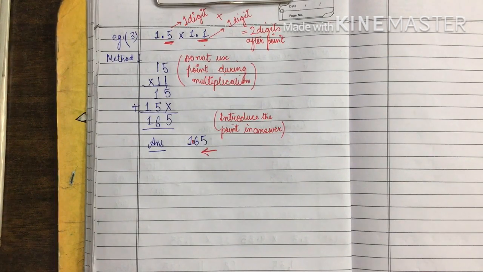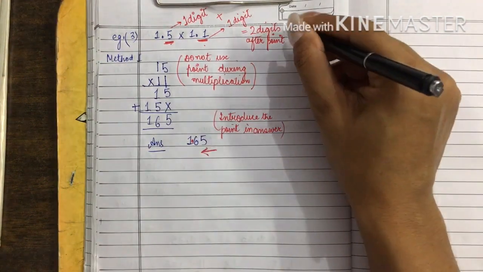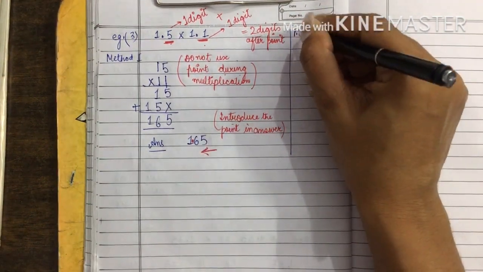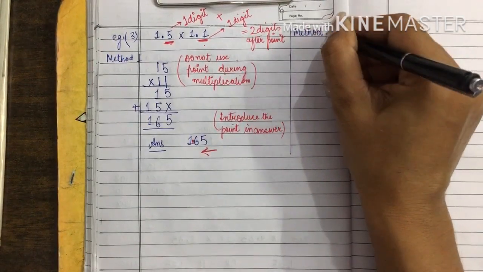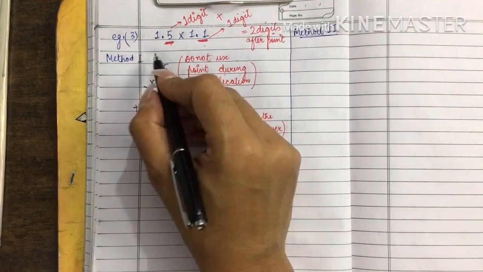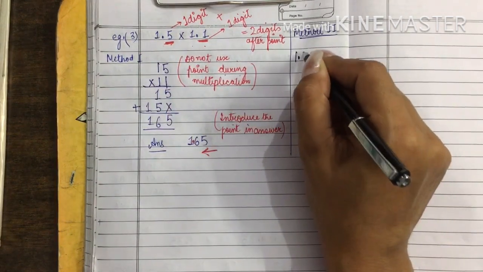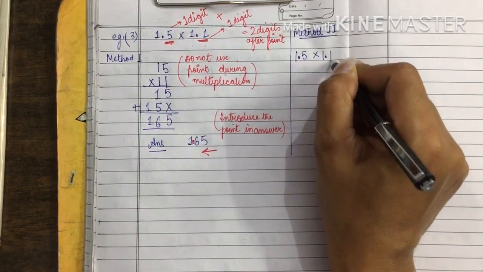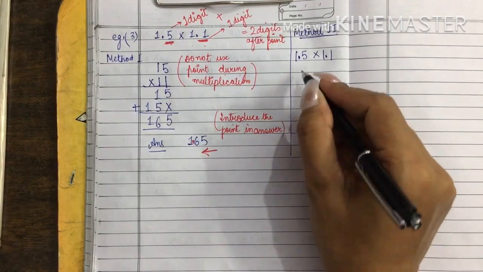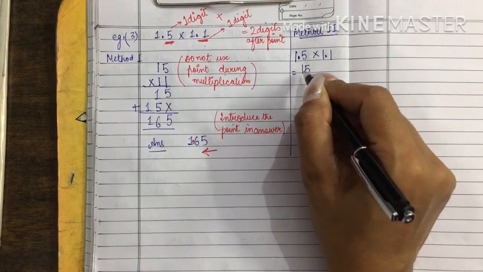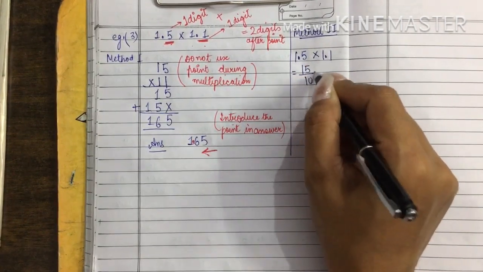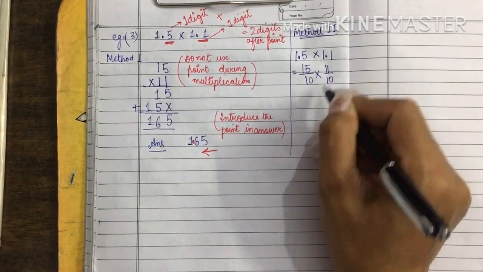Now let us see how we do it by changing the numbers into fractions. This is your second method. Now I will write these as fractions. 1.5 multiplied by 1.1. Let's change these to fractions. This will be 15 over 10. This will be 11 over 10.